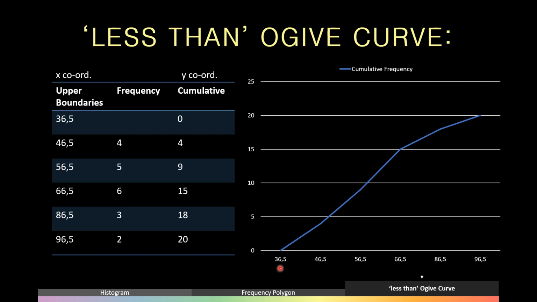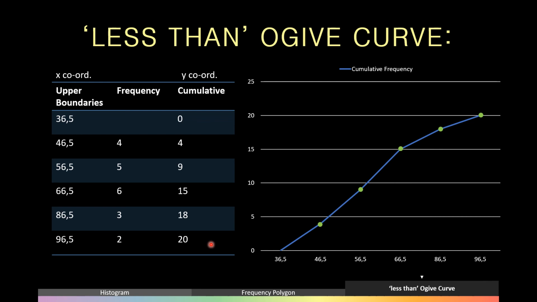We can see that 4 people have a weight less than 46.5. Remember, it's less than, not less than or equal to. 9 people have a weight less than 56.5. 15 people have a weight less than 66.5. 18 people have a weight less than 86.5. And of course, 20 people, so everybody in this data set, has a weight less than 96.5.